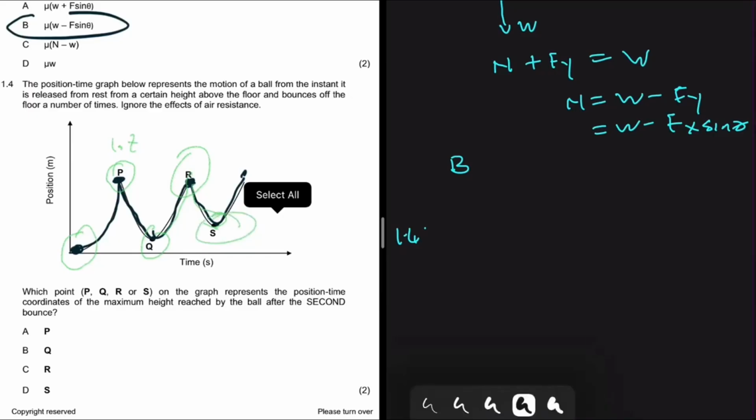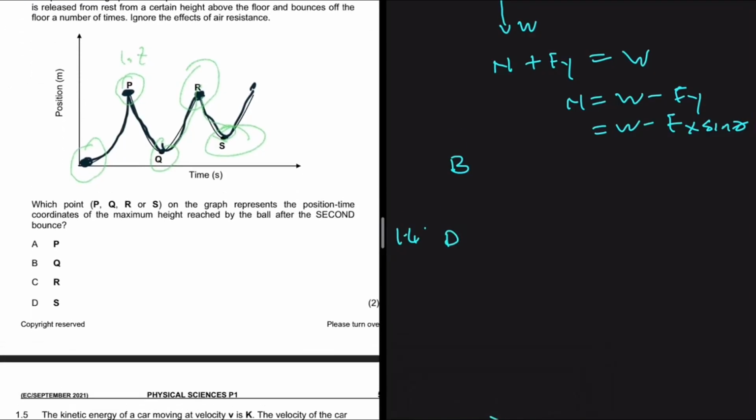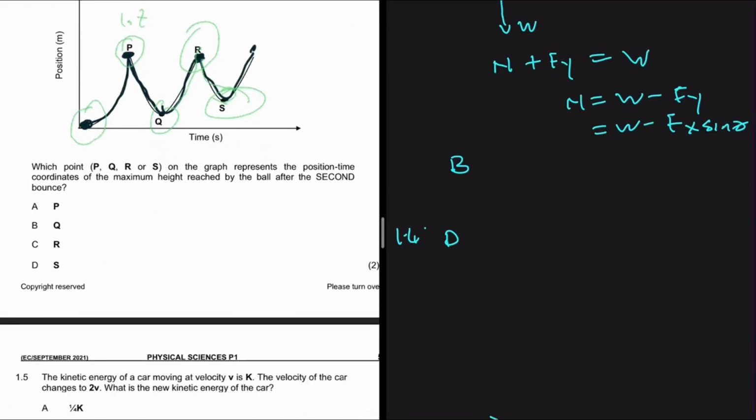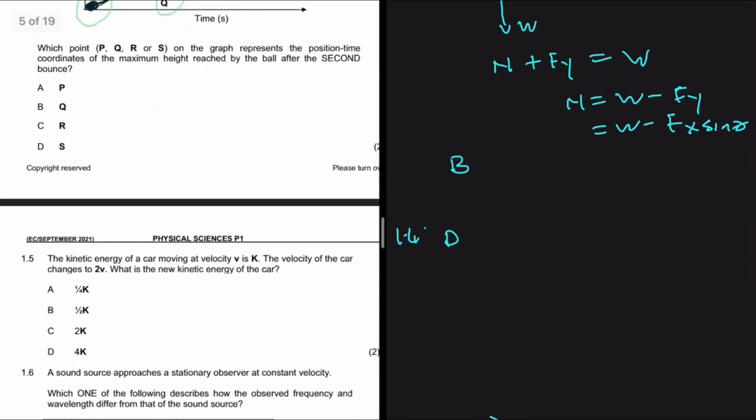And that is option D. So for 1.4, our answer is D, right? If the question was saying after the first bounce, then our answer would be Q, which is option B. But then here we are interested in the second bounce, which is point S, right? And then that is D on our multiple choice.